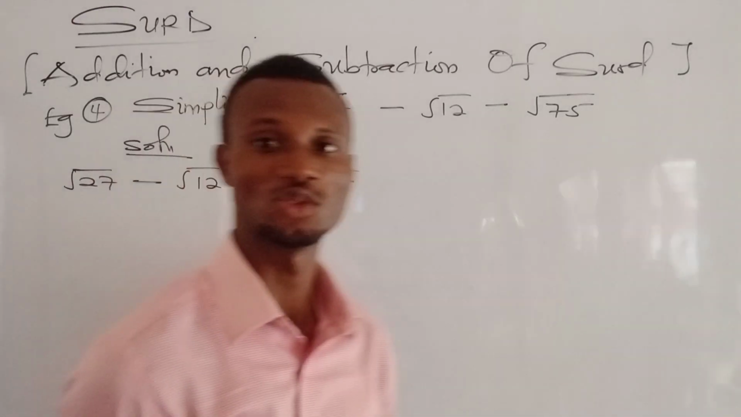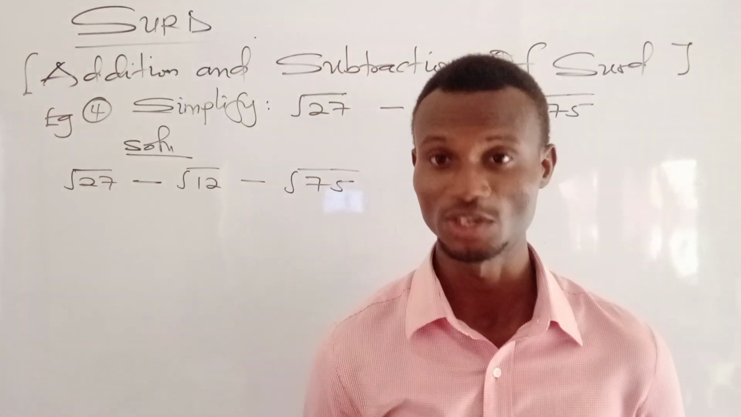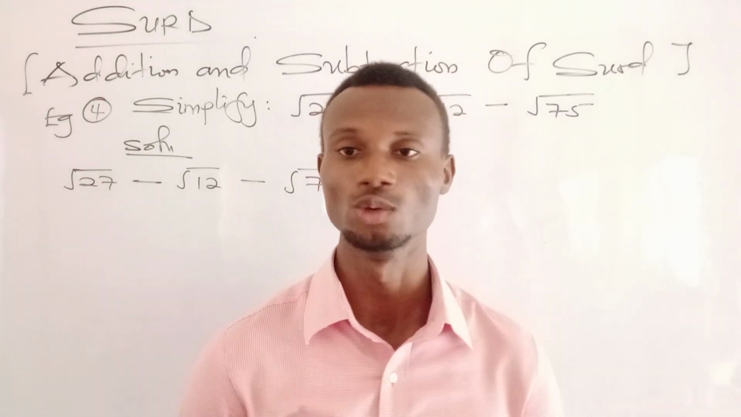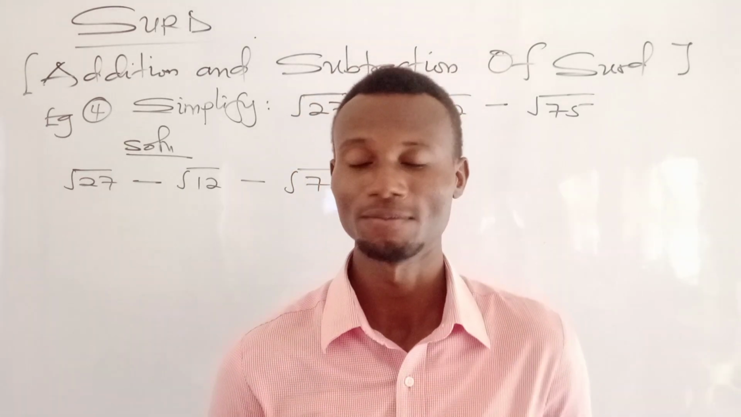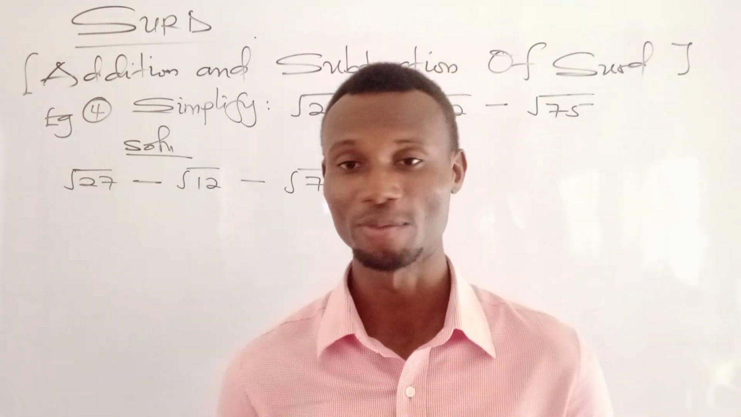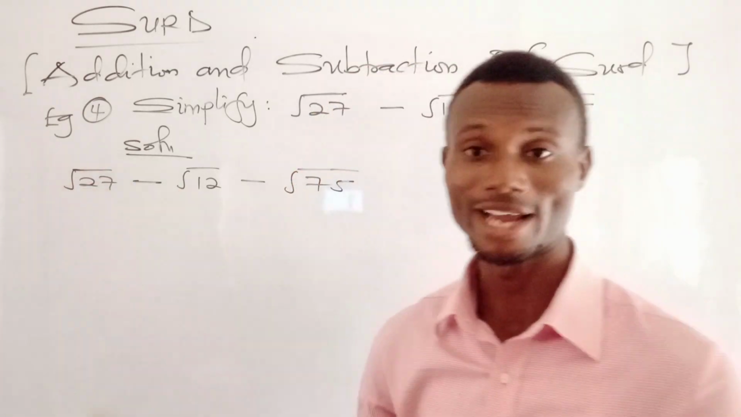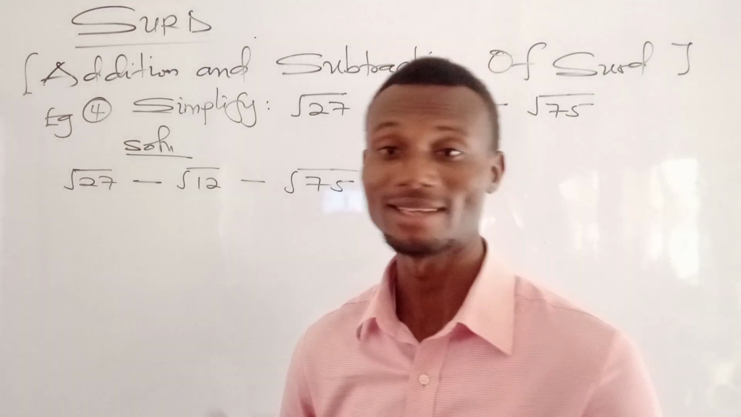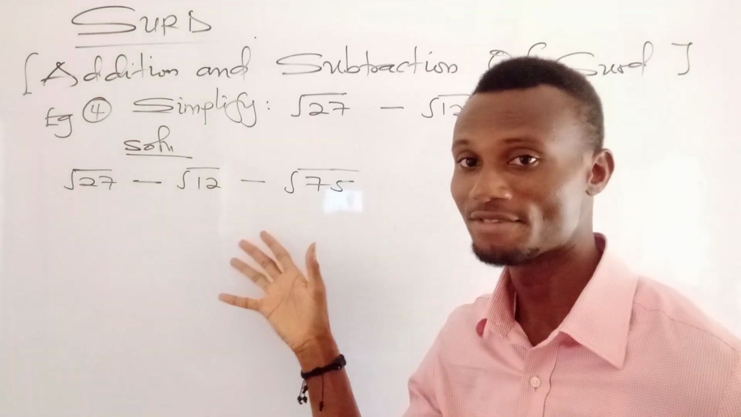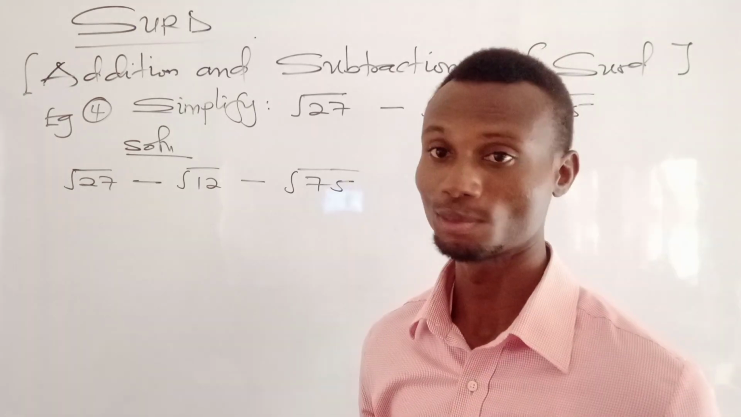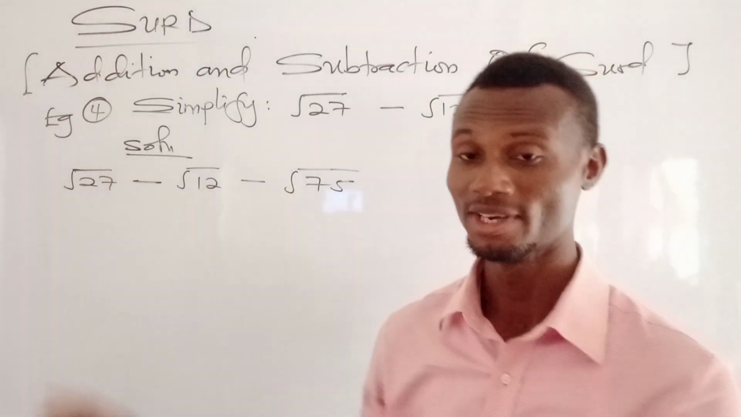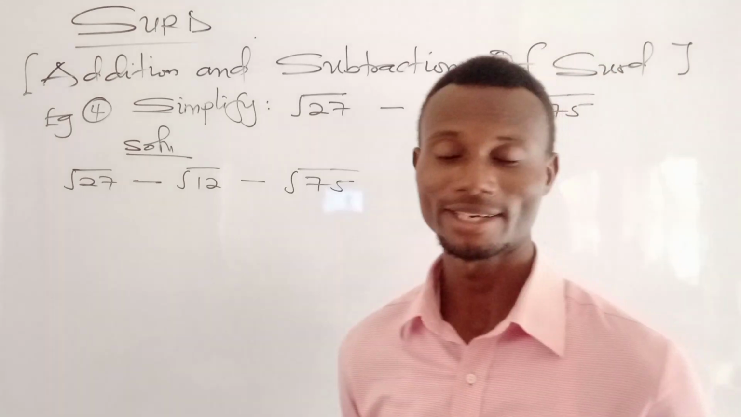We have to simplify this one, and we've learned from the previous videos that we can only add and subtract like terms when it comes to addition and subtraction of surds. We've done that in the previous videos, we've used it to solve a lot of questions, so I hope you remember. Looking at the question we have here, there isn't any like terms to add or subtract. We have square root of 27 and also square root of 12 and also square root of 75. There isn't any like terms there to add or subtract.